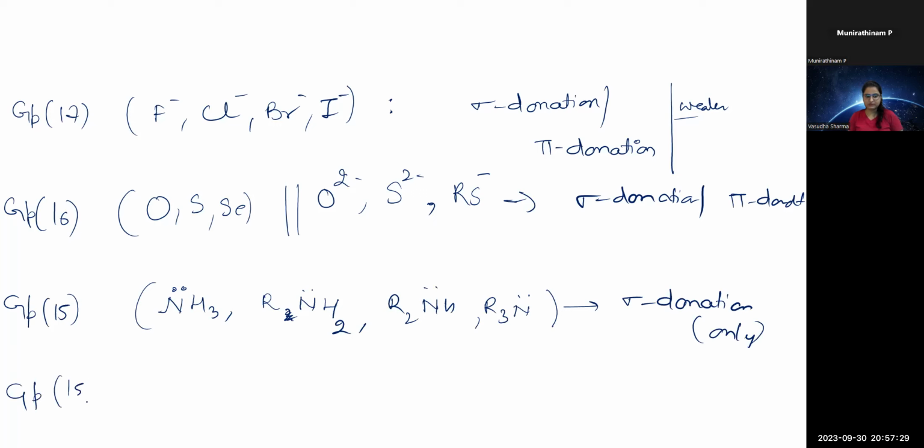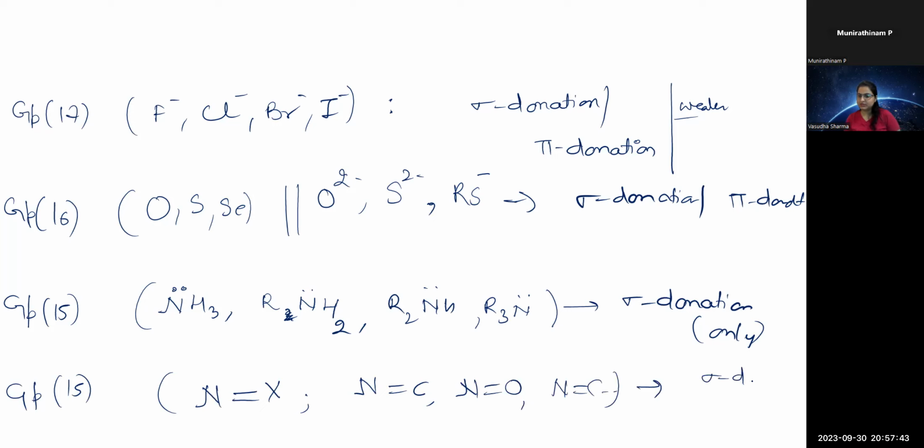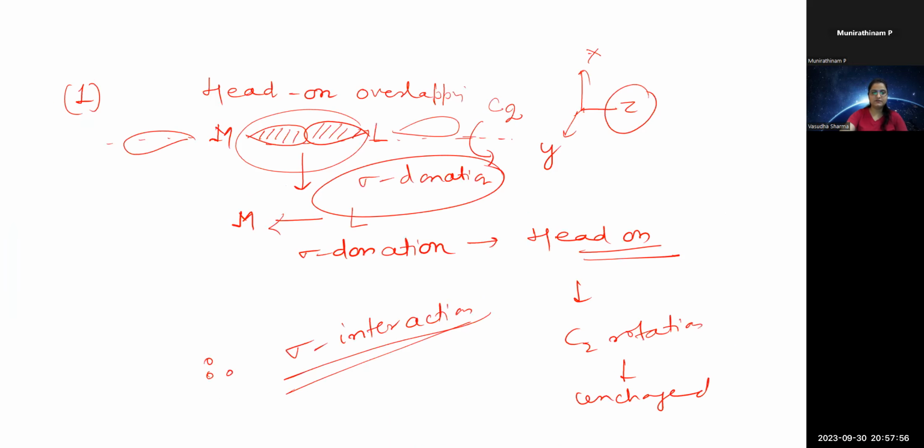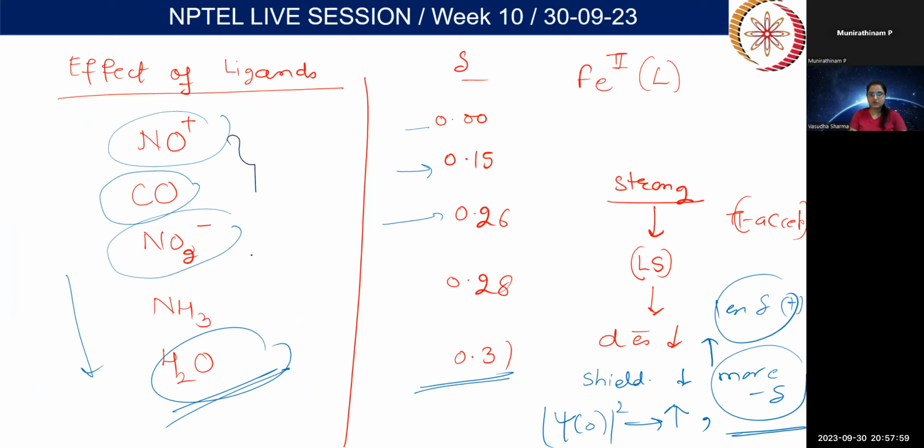Now coming to group 15 again, but with N double bond X. That means N double bond C, the cyanide group, N double bond O, the nitro group, and so on. These kinds of things are over here. It would have sigma donation, but more than that, it would have pi accepting property. When pi accepting is there, that makes them strong ligands. These are strong field ligands compared to these ones, which will only have sigma donation. This would also have sigma donation, and these have pi acceptors.